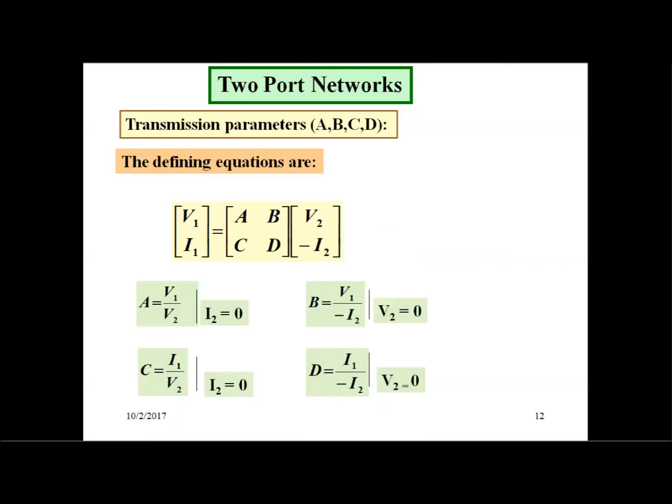Now these are the transmission parameters: V1, I1 in terms of V2 and minus I2. Transmission engineers consider the current I2 flowing outside the network, but by convention I2 must flow inside the network. So I2 is considered negative. This is the definition of ABCD parameters. In this, either I2 is 0 or V2 is 0.